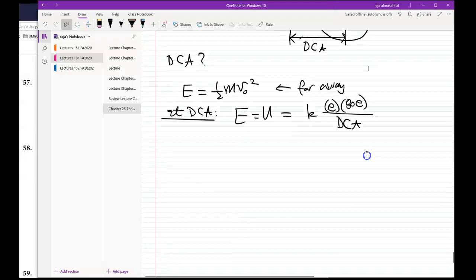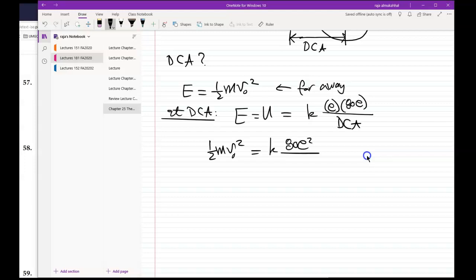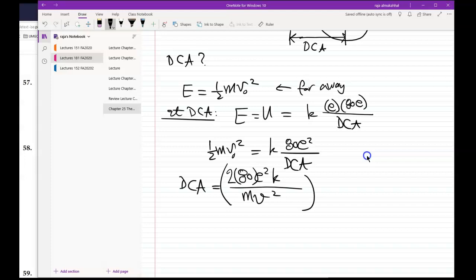I'm going to equate them together. So in this case, I'll have 1/2 m v0 squared equals k 80 e squared over DCA, and then I'm going to solve for the DCA. So that will be 80 e squared k times 2 over m v0 squared. I'm doing the algebra in one step. Is that right? And then you just calculate all of that and you get the DCA. I don't have an answer for it. You do it, please. Once you get that, he says, how far is it from the surface?